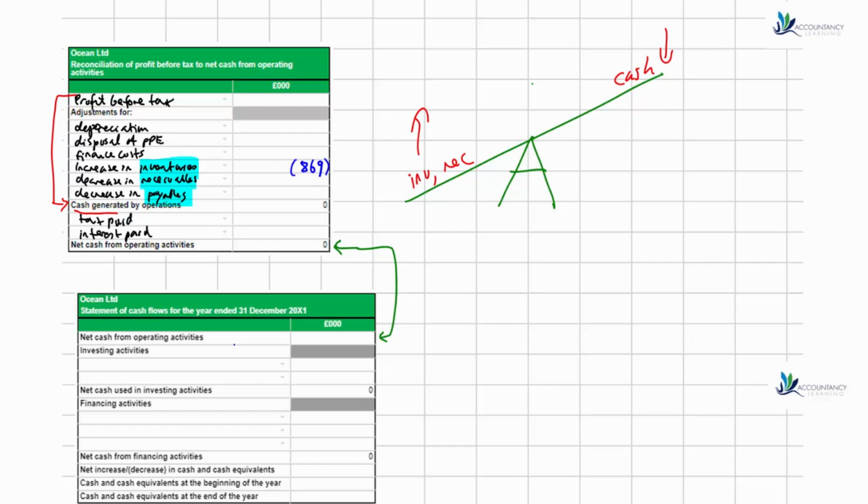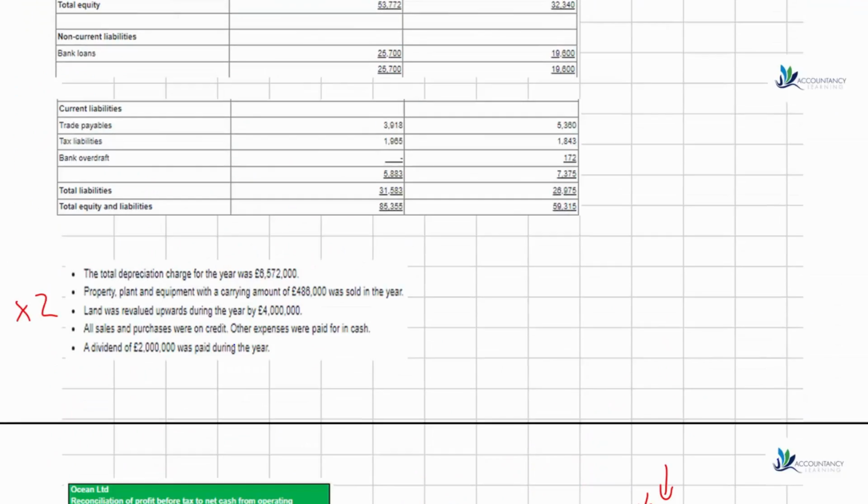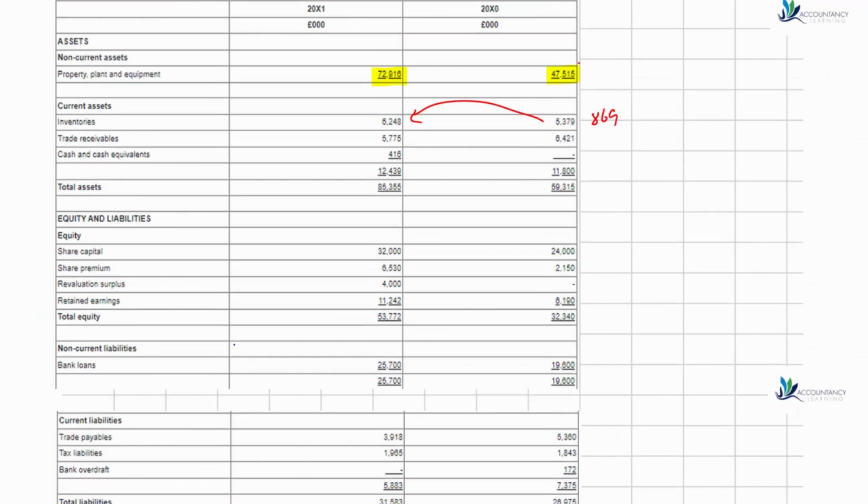Now what about for payables? So payables is a liability, so that's just the other way around. So if the liability goes up, then the cash will go up as well. Okay, so there we are. That's our inventories. So I've used those numbers now, so I'm just going to highlight them to recognize that I've considered both of them. Next, we have our trade receivables.